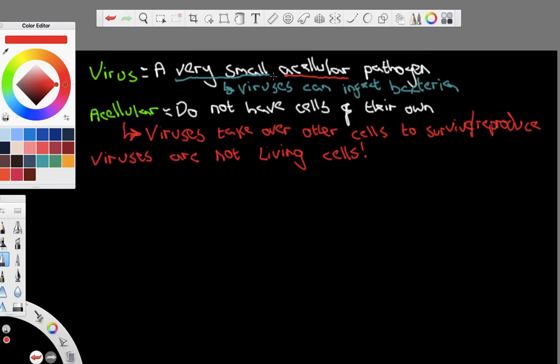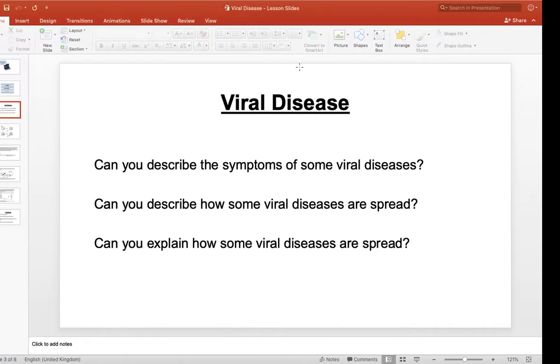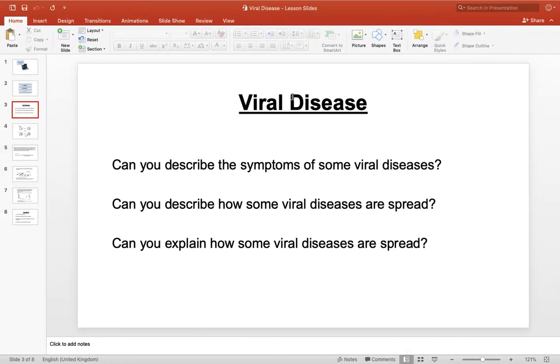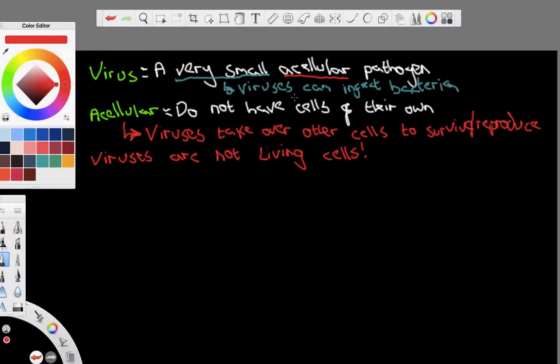So viruses are very small acellular pathogens. They're so small that they can infect bacteria. The word acellular means that they do not have cells of their own. Therefore, viruses have to take over other cells to survive and reproduce, and viruses are not living cells. So you should now be able to tell me what a virus is. But in order for us to understand how they spread, we first of all need to have a think about the structure of a virus and what it has to allow it to take over other cells to reproduce.